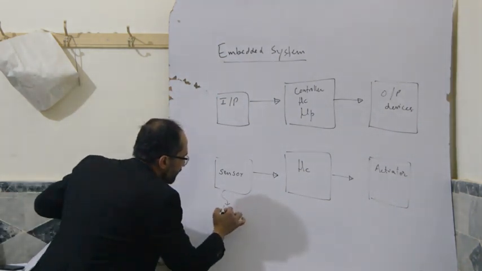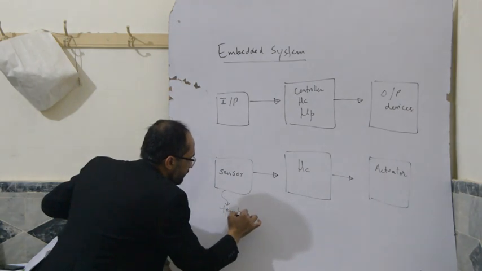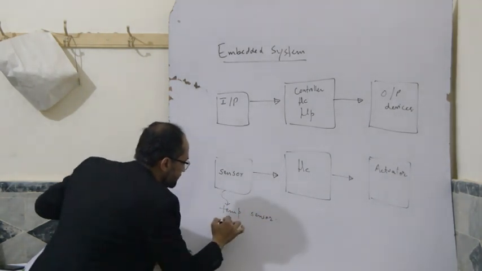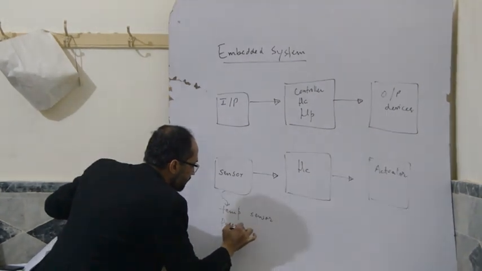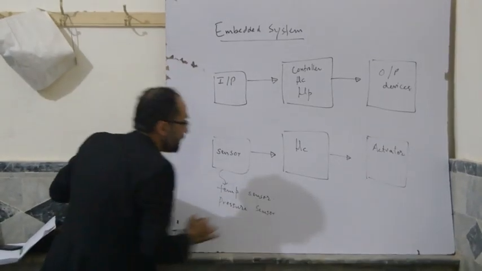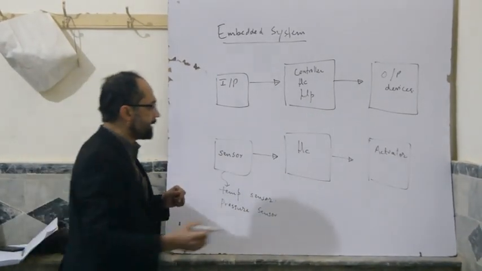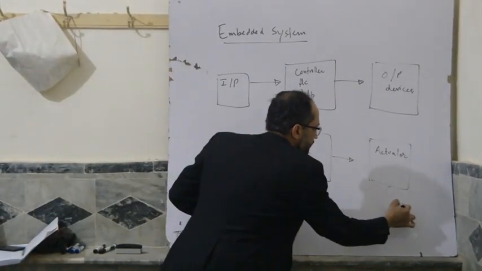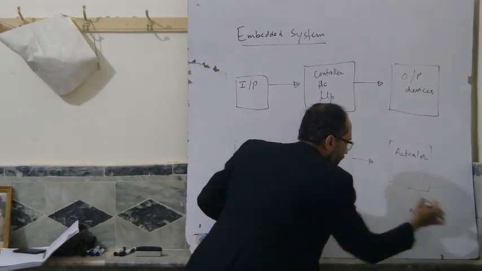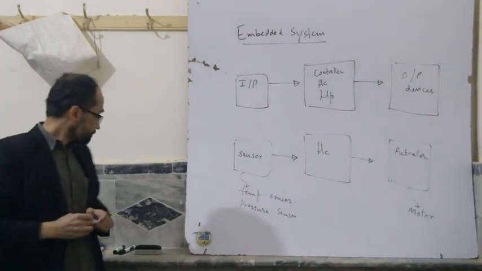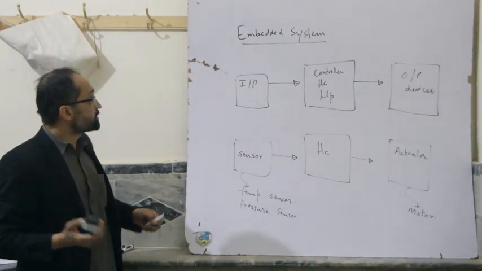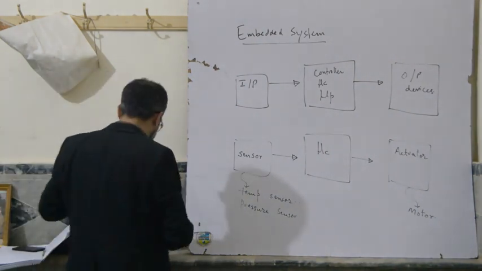The first example of a sensor is a temperature sensor. Another example is, for instance, a pressure sensor. And an example of an actuator is a motor. So now we will also study some simple examples of embedded systems.